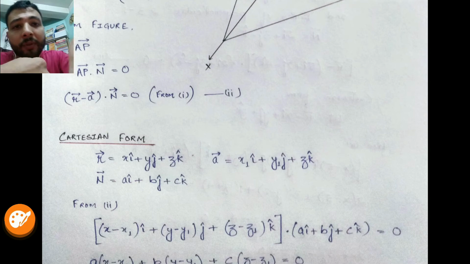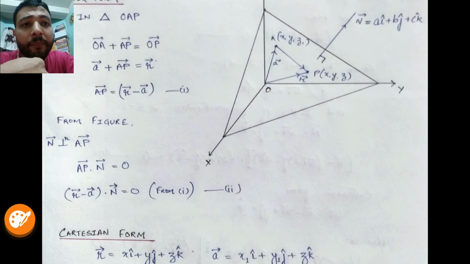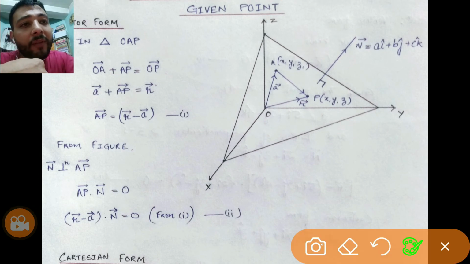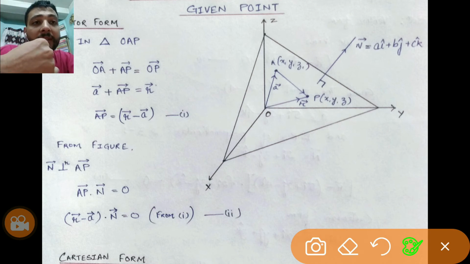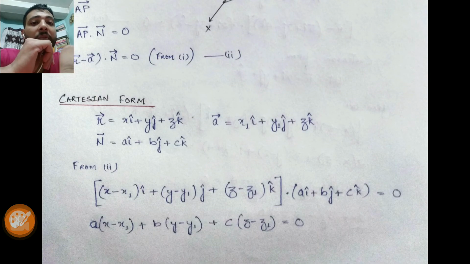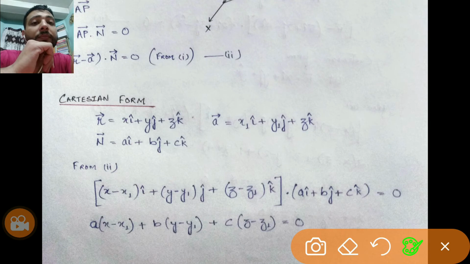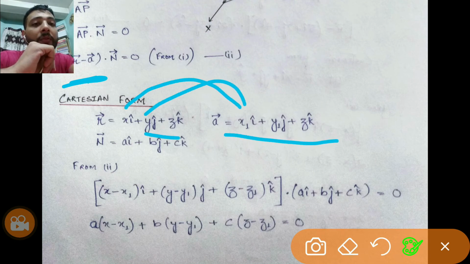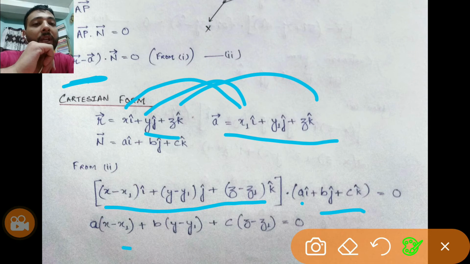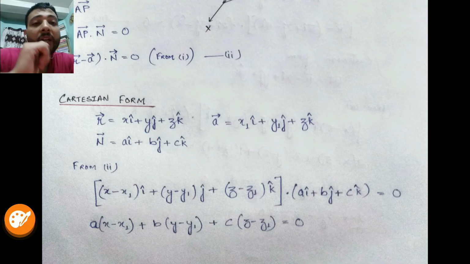Now let's come to the Cartesian form. You just put your R. The position vector of R can be written as xi cap plus yj cap plus zk cap, and the position vector of A can be written as x1 i cap plus y1 j cap plus z1 k cap, and n is already given to us. So I just substitute them. Look at R minus A: R is this, A is this, so R minus A will be x minus x1, y minus y1, z minus z1. You can see I have written it, and take their dot product. So this is our Cartesian form.